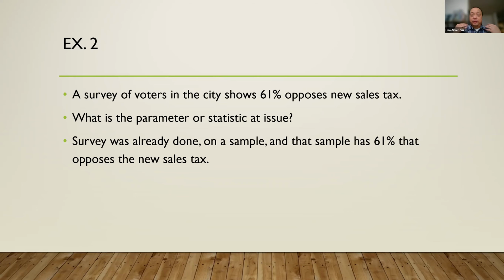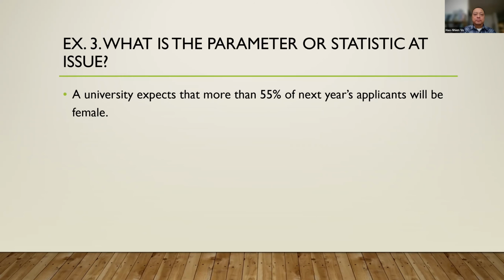The survey was already done on a sample, and that sample says 61% opposes. So it's a sample proportion. And we're told that the sample proportion is equal to 0.61, so you have to write down all of p hat equals 0.61.